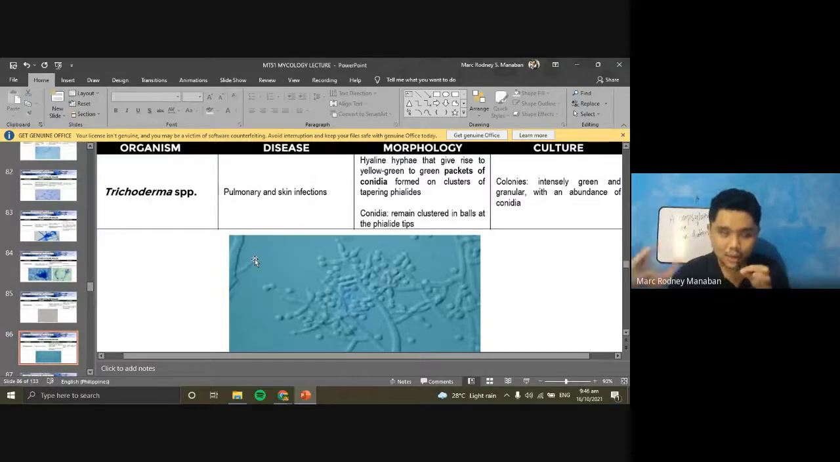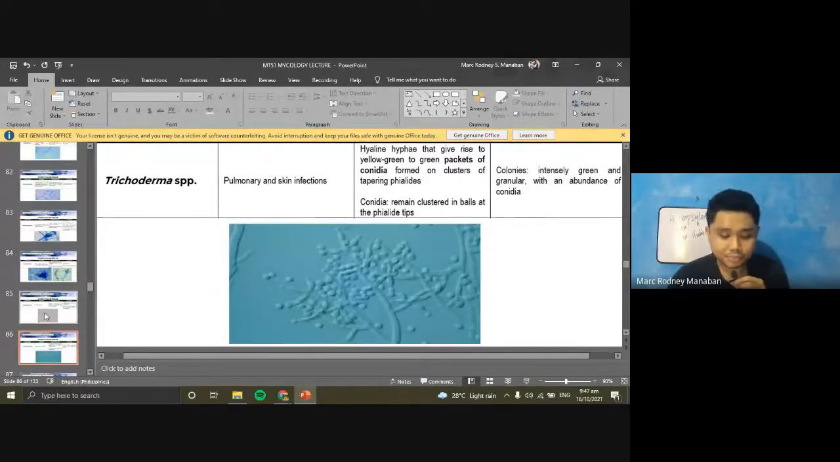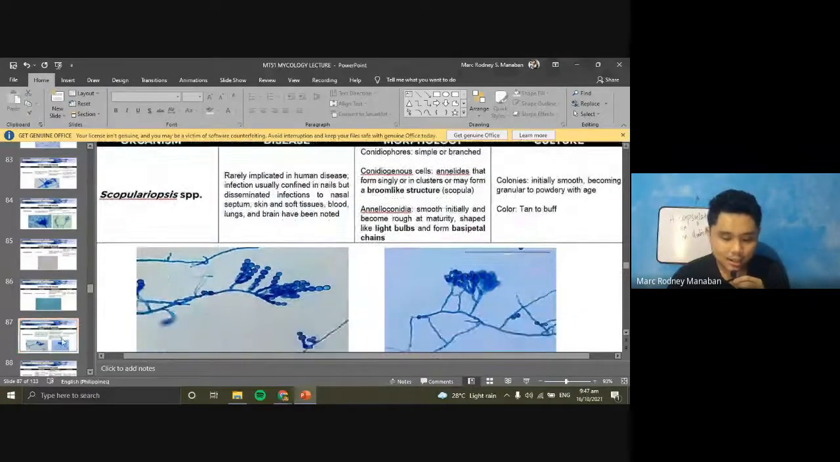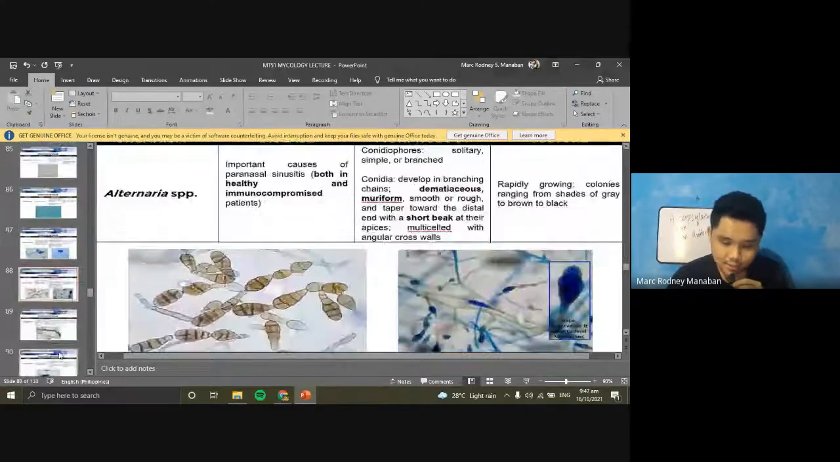Trichoderma, your green packets of conidia. As you can see, they clump together. And the conidia, again, remain clustered in balls. The colonies may be green to granular with an abundance of conidia. All right. Next, last one, I think. Yeah, this is the last one.